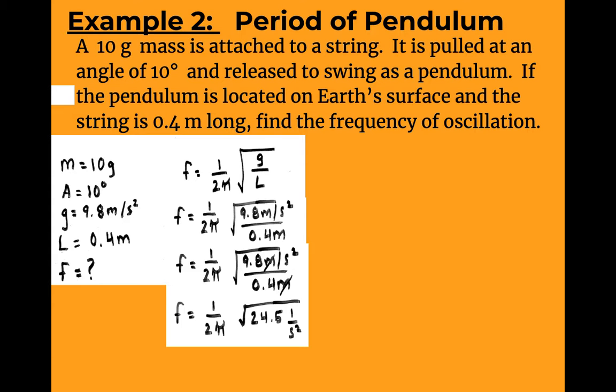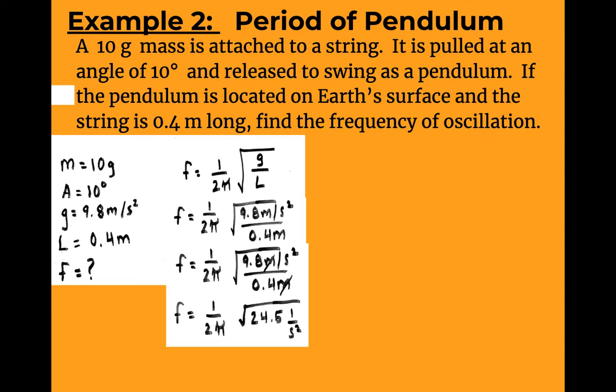We see here we have meters per second squared divided by meters. The meters will cancel out, and we'll have the square root of 24.5. The units are 1 over seconds squared. 1 over seconds squared simplifies to which unit? Hopefully you remember from Monday, right, that 1 over seconds squared is equal to a hertz.